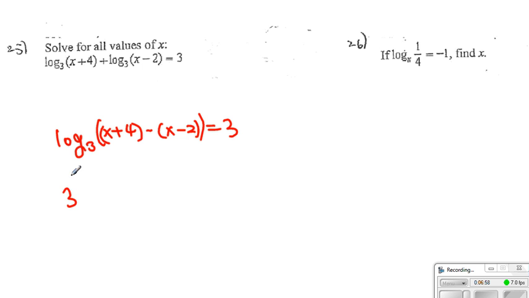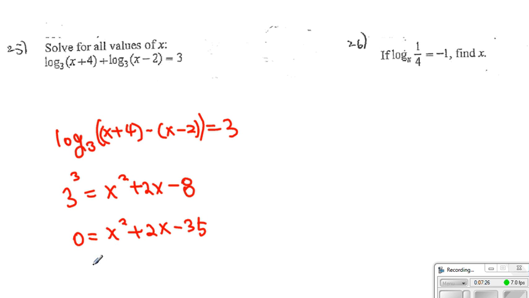Now if we simply raise this up, we end up getting 3 to the 3rd power is equal to the product of these two, which is x squared plus 2x minus 8. Now, by subtracting 27, which is the value here, we end up getting 0 equals x squared plus 2x minus 35.